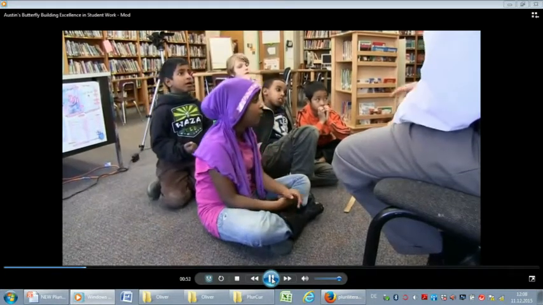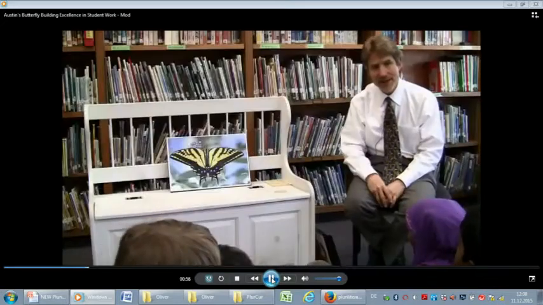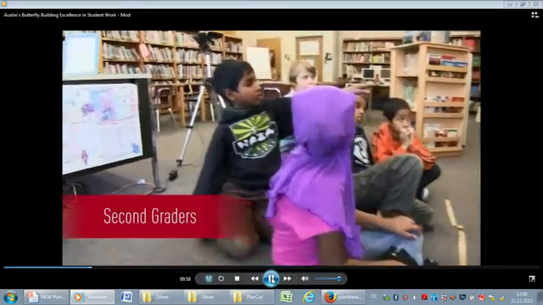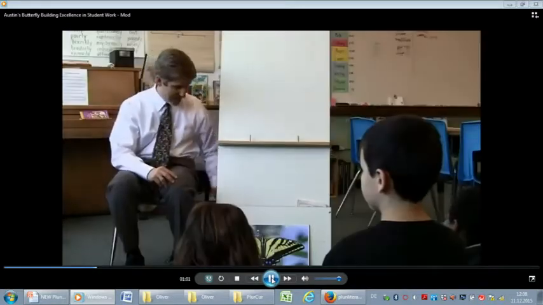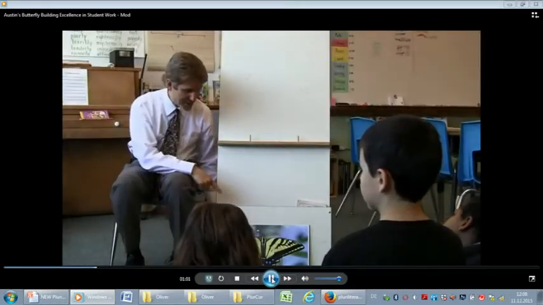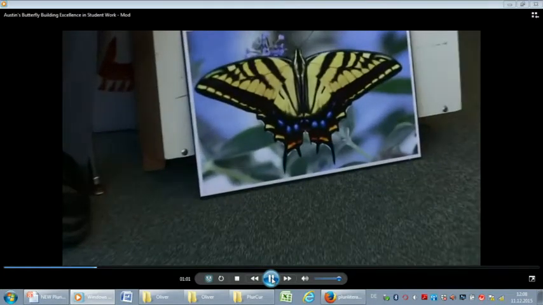Can you tell, Toby, why it's called tiger? Because it kind of has the stripes of the tiger right there. Good. So, here was Austin's job. He was supposed to do a scientific drawing of that butterfly.